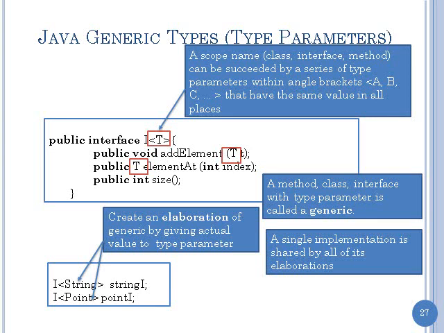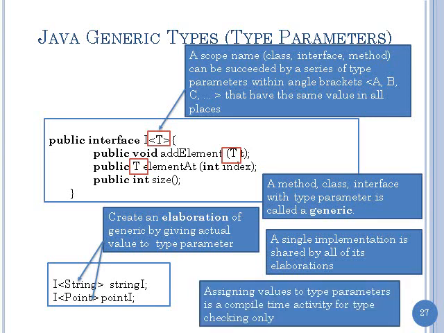Have any of you used type variables in functional languages like ML? They really do things right. Java is kind of in between, as there's a single implementation. It's not like Ada. In Ada, if you elaborated interface I with string and then elaborated a class with string and then a class with double, you would get a copy of that class with all the type T's changed to string, and another with all the type T's changed to double. You'd have two different implementations. Here you have only one implementation, which creates all kinds of issues also. So assigning values to type parameters is a compile-time activity for type checking only. There's only a single implementation, but it's basically compile time.